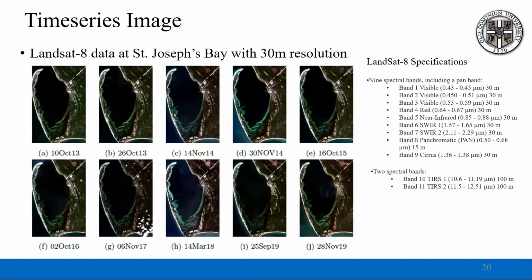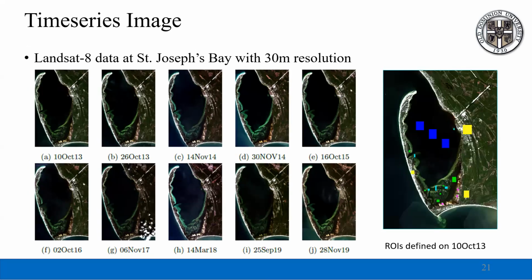Next, our dataset. Our dataset consists of time series images taken at St. Joseph's Bay in Florida by the Landsat 8 satellite with 11 bands with their specifications, and the first time point is October 10th, 2013. We define region of interest at just the first time point. Using this region of interest, we train a DCNN and then use the DCNN to produce a ground truth to train the HRNet and apply it at different time points for seagrass detection.